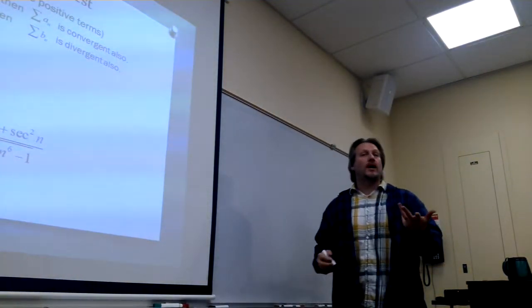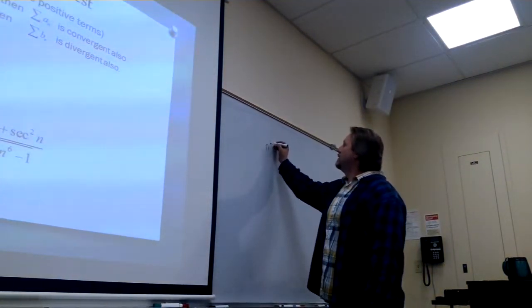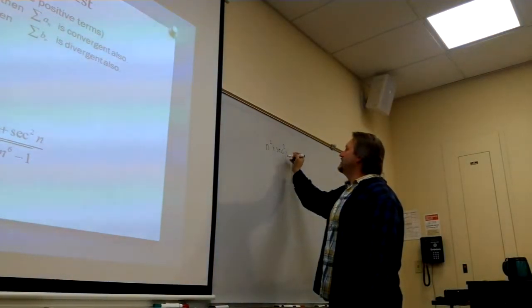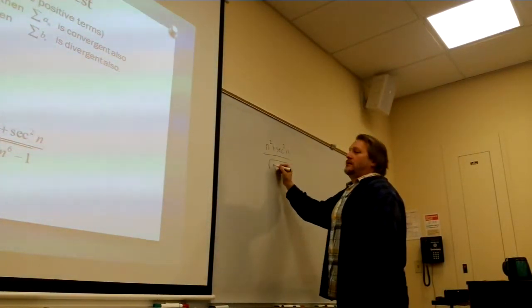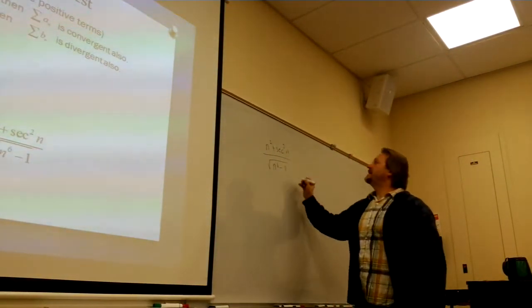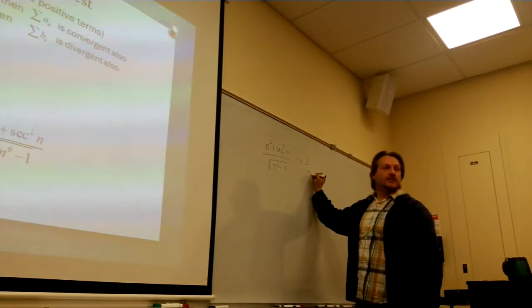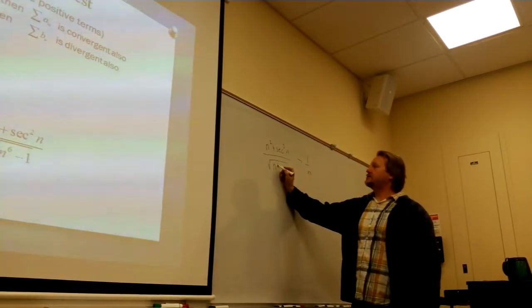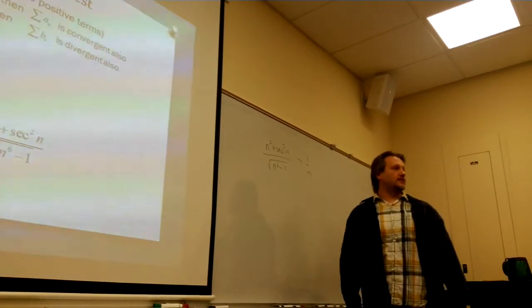I'll write it down as a question because I don't know if it's true yet. I want to show that this guy is bigger than 1 over n. That's what I'd like to show. Because if I can get to this, well, then this guy's divergent. Mine's bigger, so divergent. I'm done.